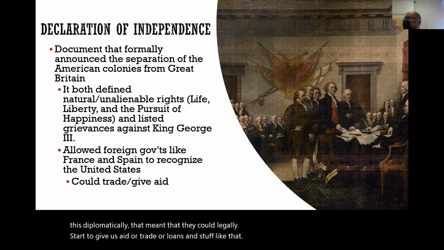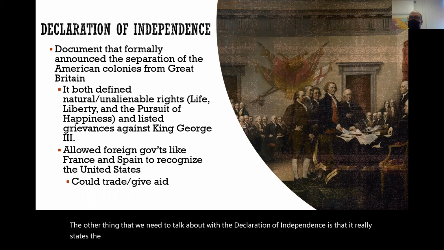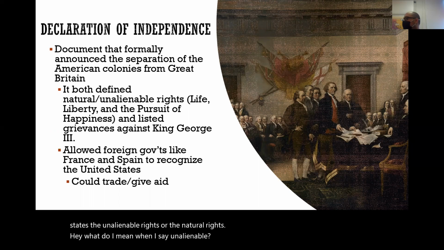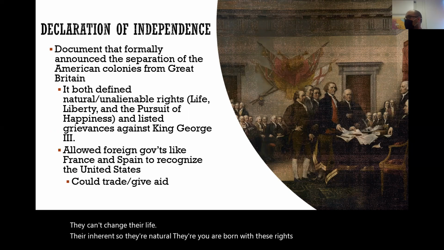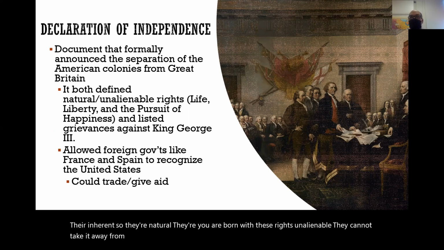The other thing that we need to talk about with the Declaration of Independence is that it really states the unalienable rights, or the natural rights. What do I mean when I say unalienable? Not able to do what? What couldn't the government do to these rights? They can't change them. Why? They're inherent, so they are natural. You are born with these rights. They cannot take them away from you, right? So what these are: life, liberty, and the pursuit of happiness.